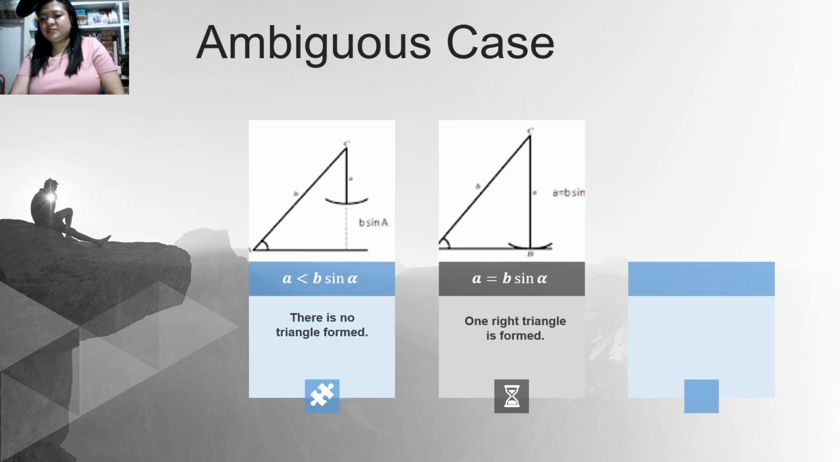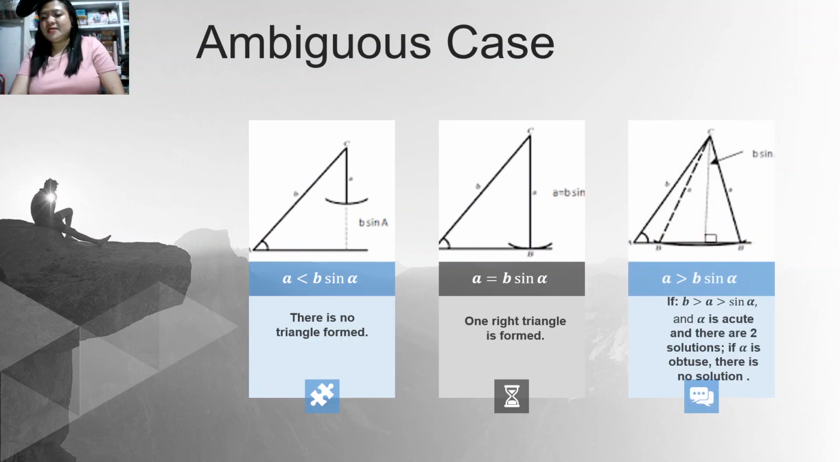And here's the tricky part. If A is greater than the product of B and sine alpha, we need to check if B is greater than A. If alpha is acute, then there are two solutions. If alpha is obtuse, there is no solution.